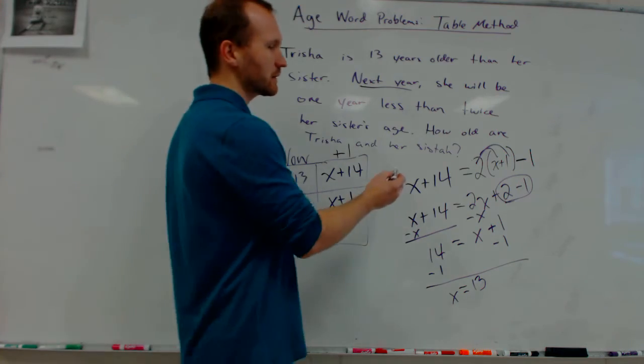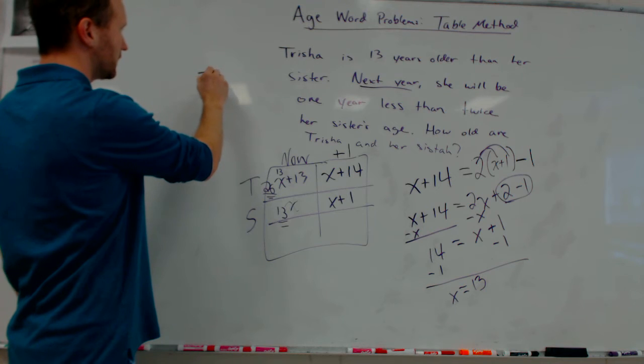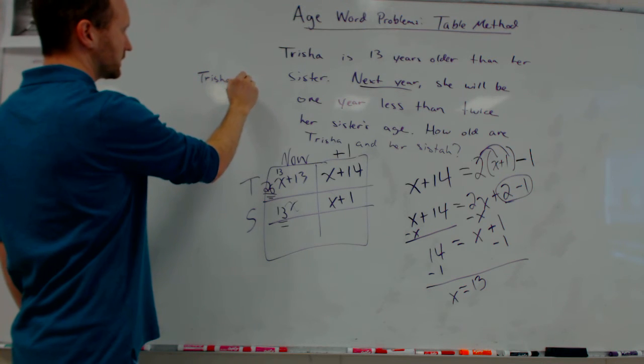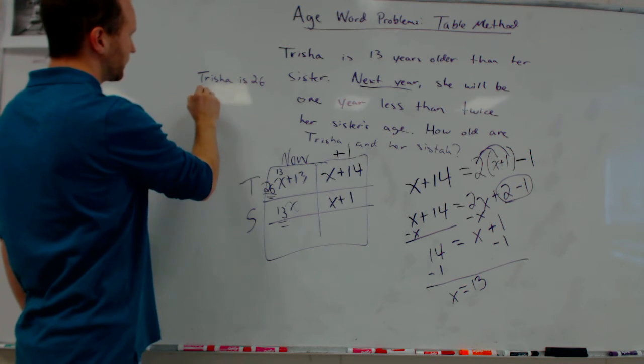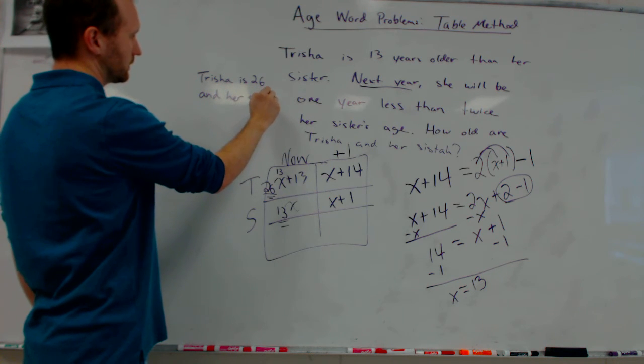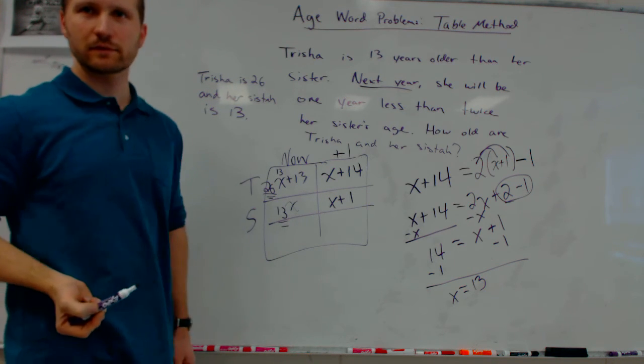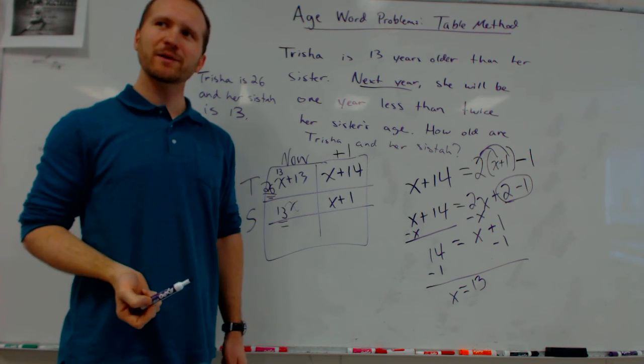So my final answer to this question would be Trisha is 26 and her sister is 13. Or sister. In Maine we say sister.